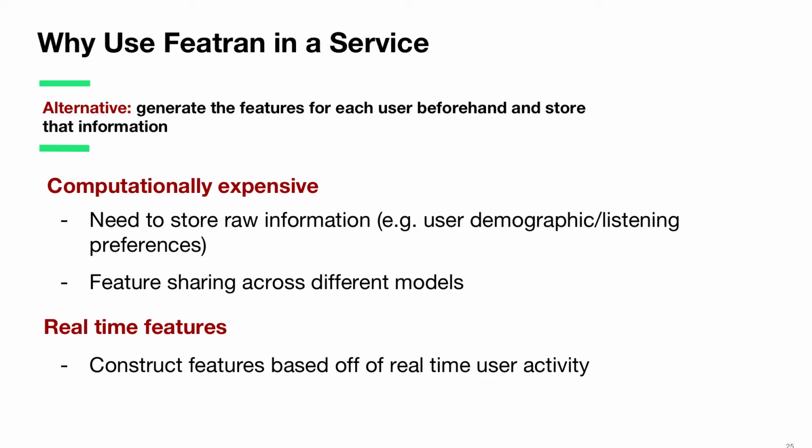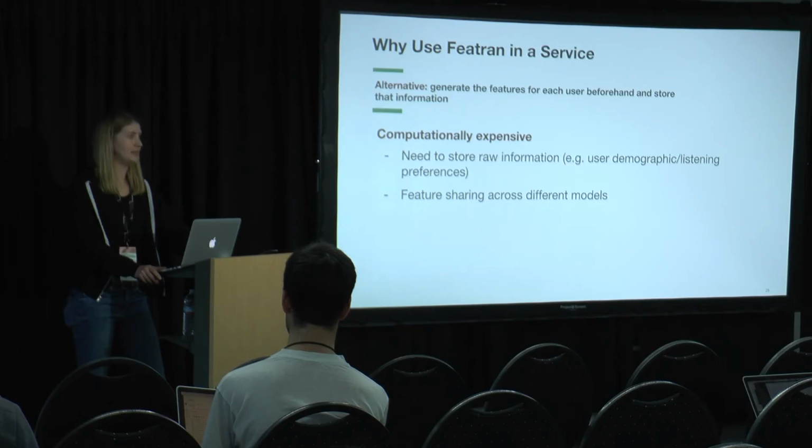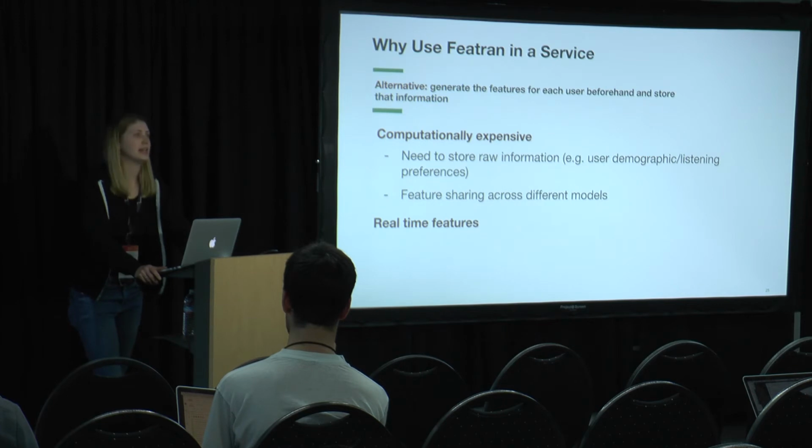So imagine that you're trying to test out 10 different models. If you're going to first save all the features for each different model, it's going to be n times, or 10 times, the total number of users. However, if each of those models draws from a similar subset of raw features, then they can share that information. It will drastically cut down on the computational cost of storing stuff. But in my mind, the real reason for using Featran in the service, which I'm not really demonstrating in this example, is for real-time features.